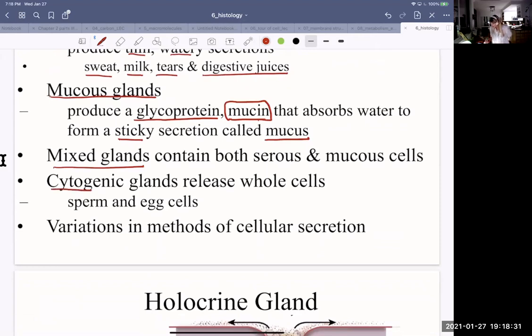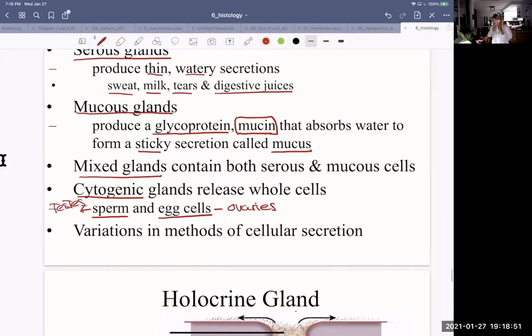The cytogenic type of gland releases whole cells. So it will release sperm and egg cells. The cells of the testes release sperm, and the cells of the ovaries release eggs.